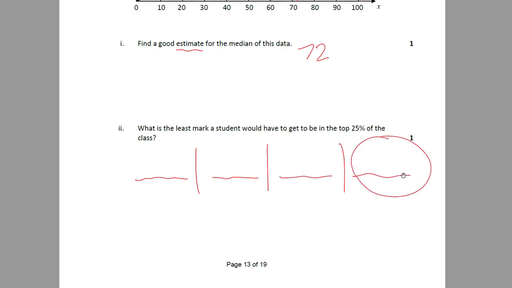It's asking us, for this top 25% of the class, what was the least mark? I need to know the mark that I get here. It's asking me for the Q3. That's all the Q3 is. The Q1 is the top mark in the first quarter, top mark in the second quarter is Q2, top mark in the third quarter is Q3. So we're saying Q3 is the mark that differentiates the top quarter of the results.